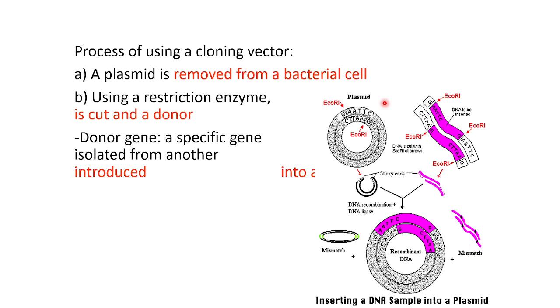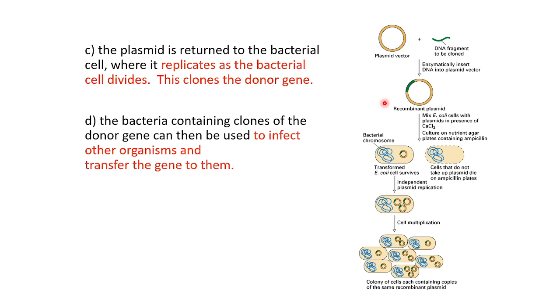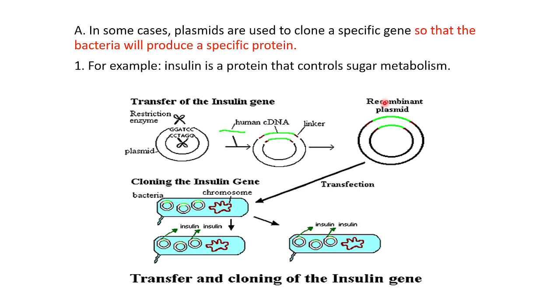So, what's the process of using a cloning vector? We have a plasmid that is removed from the bacterial cell and cut using a restriction enzyme. A donor gene, a specific gene isolated from another organism, is introduced into the plasmid. The plasmid is returned to the bacterial cell, where it replicates as the bacterial cell divides. This clones the donor gene. The bacteria containing clones of the donor gene can then be used to infect other organisms and transfer the gene to them.